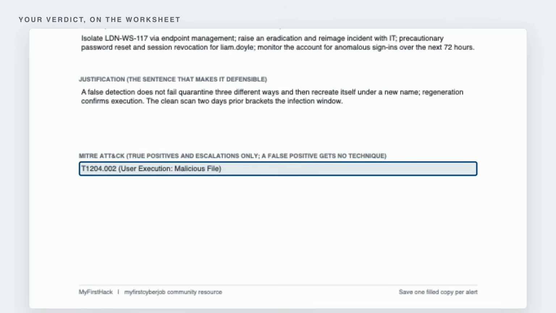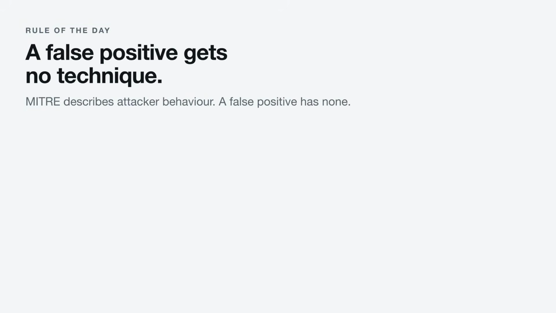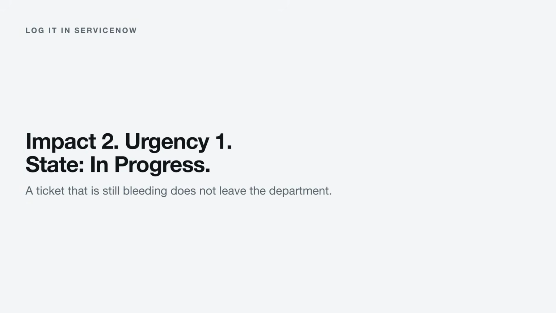In the worksheet's MITRE field, this is T1204.002, user execution of a malicious file. And notice something. The false positives today get no MITRE tag at all. Because MITRE describes attacker behavior, and a false positive doesn't have any. So log it. Impact 2, urgency 1, verdict paragraph in the work notes. And this one does not get resolved. It stays open because a ticket that is still bleeding does not leave the department.